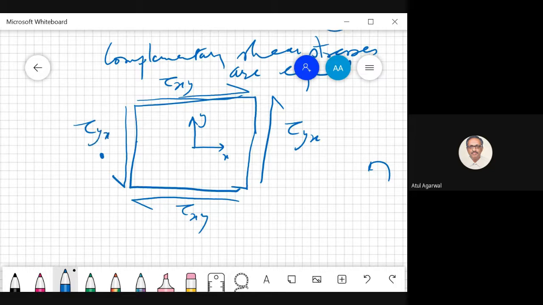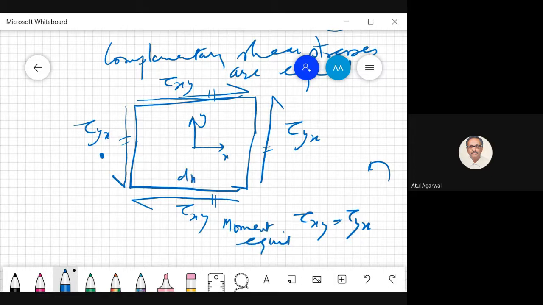I had told you that these are all positive shear stresses. Area normal negative, force negative. Area normal positive, force positive. Area normal negative, force negative. Area normal positive, force positive. All these stresses are positive, and you will also see that these are equal for moment equilibrium.